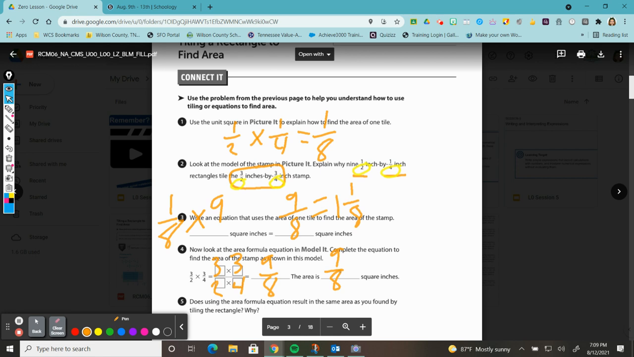Then number 5 says, does using the area formula, so the area formula is what you did in question number 4. This is the area formula. Does using that area formula give you the same answer as using tiling? So I want you to think about that for a second and answer that.